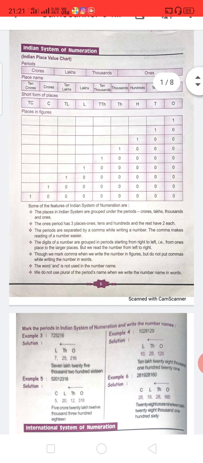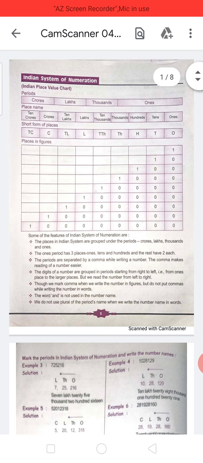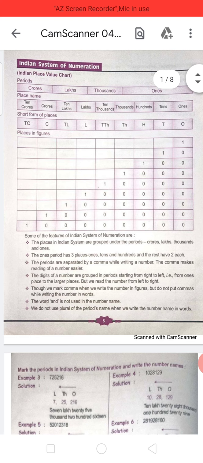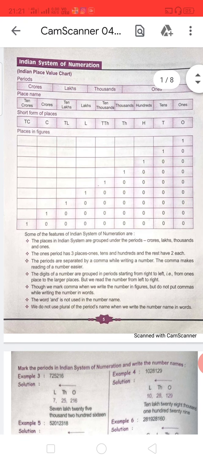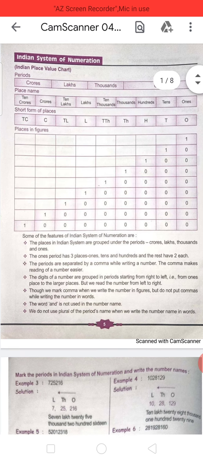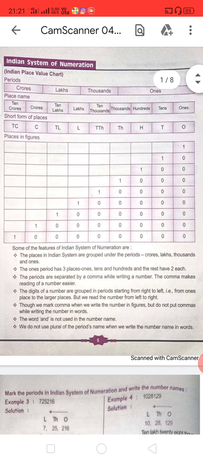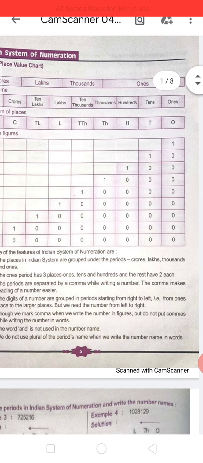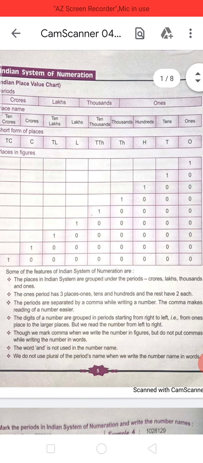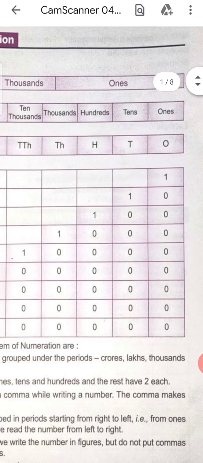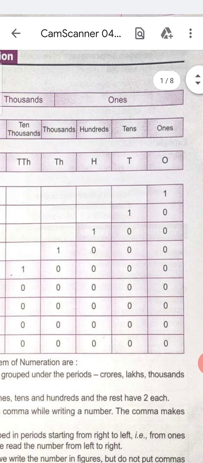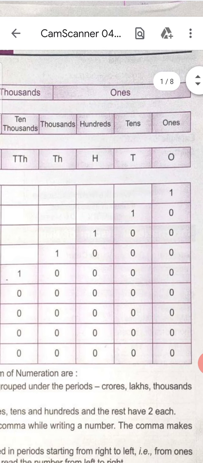Now open your maths book, page number 5. In this exercise, we have to learn about the Indian system of numeration and the international system of numeration. In the Indian system, we have 4 periods: ones, thousands, lakhs and crores. The ones period has ones, tens and hundreds.